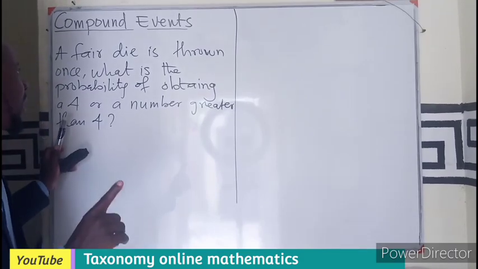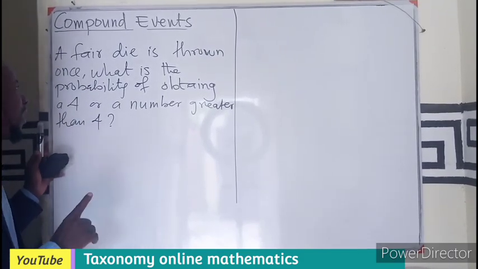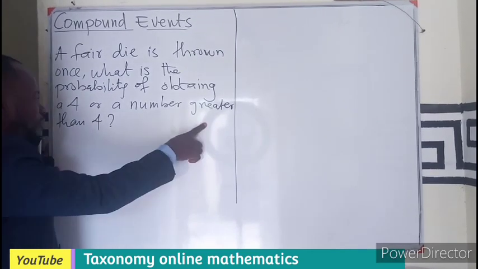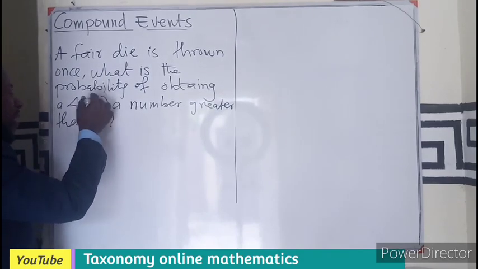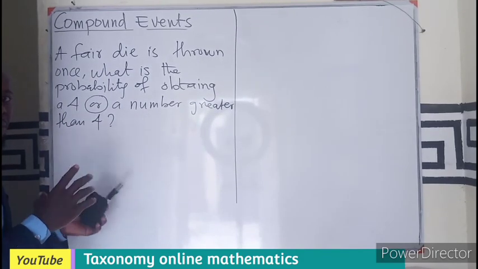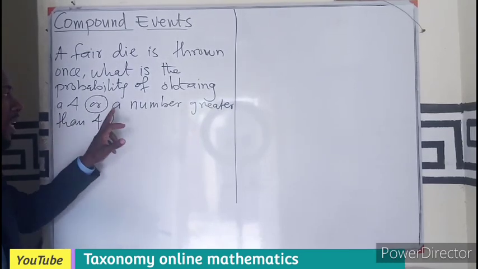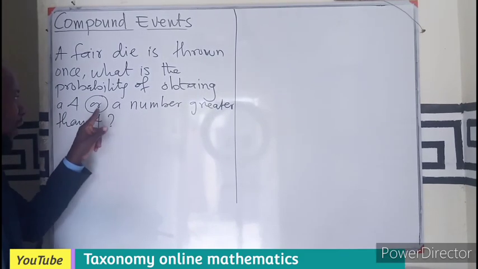So a fair die is thrown once. What is the probability of obtaining a 4 or a number greater than 4? So we can see that we are combining the event. It is two events that is occurring. So obtaining 4 and obtaining a number greater than 4. We are using the word or.